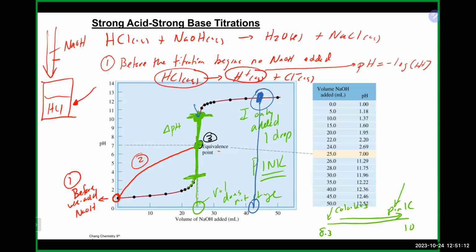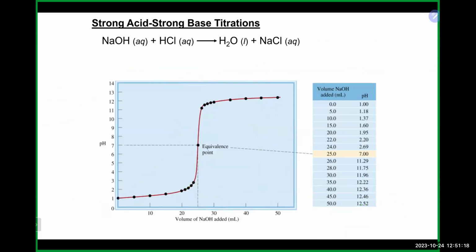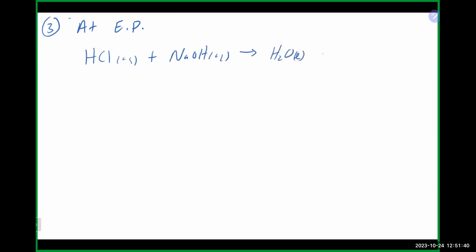All right, so let's talk about number 3 here. Let's talk about what happens in terms of the equivalence point. If we are at the equivalence point, we'll wrap it up with this last little speech. We have our same reaction, which is our HCl and our sodium hydroxide giving us our water and our sodium chloride in this case.